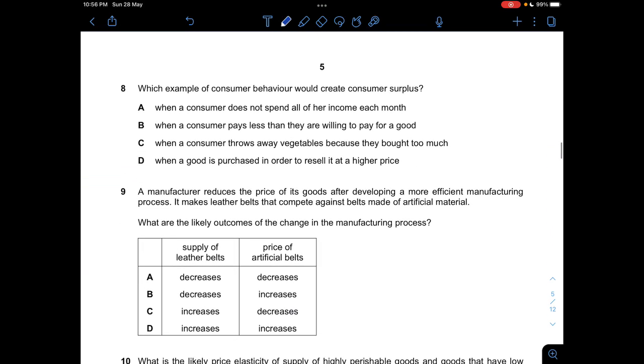Question 8, which example of consumer behavior will create consumer surplus? So consumer surplus is basically the difference between what a consumer is willing to pay and what the consumer is actually paying for it. A, it says when a consumer does not spend all of their income in each month, which is not correct. B, it says when the consumer pays less than what they are willing to pay, which is correct. C, it says when the consumer throws away vegetables because they bought too much, which is not correct. This will create wastage. And D, when a good is purchased in order to resell it at a higher price, this will not result in consumer surplus. So answer is B.